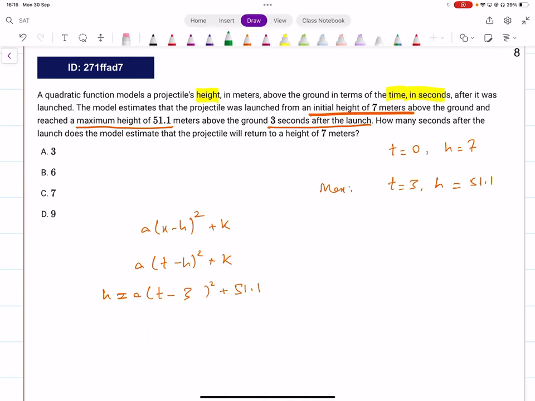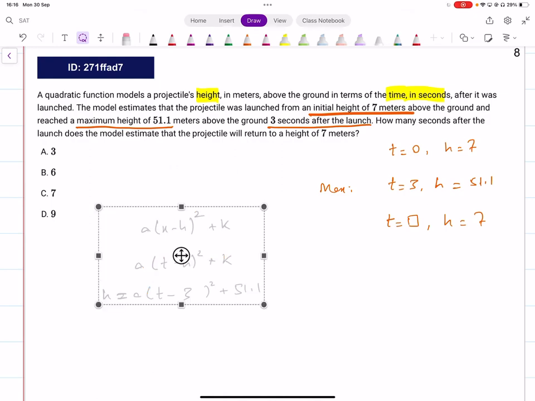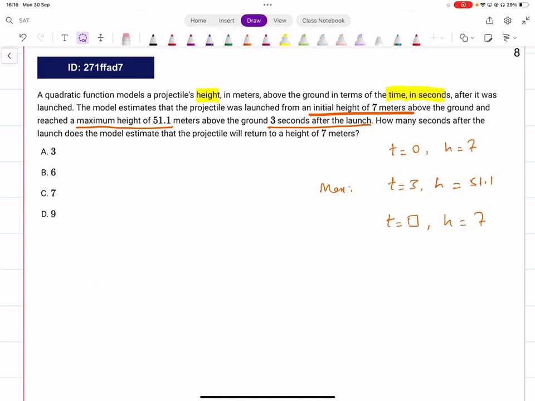At time 0, height is 7. At time 3, height is 51.1. And then at some point, the height comes back to 7. Can we do it directly by just looking at what the function is like? Is it an n-shaped function or a u-shaped function? We know a maximum point for this, right? So it's an n-shaped function.